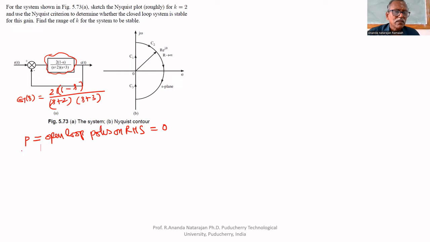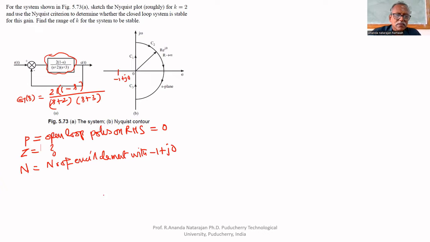But we do not know Z. Z is not known. Is there any closed loop pole on the right hand side? That we have to find. N is the number of encirclements of minus 1 plus j0, that is, encirclement of the point minus 1 plus j0.